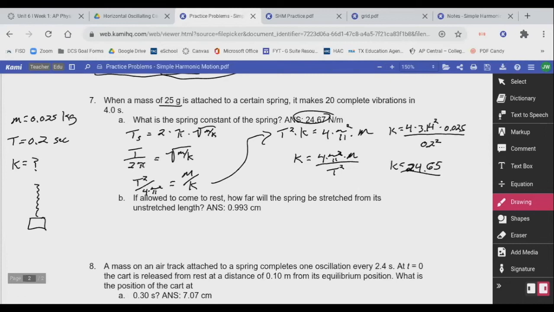What forces are acting on this? Y'all talk to me. Force of gravity. All right, that's going down. What's balancing that force of gravity? Force of the spring. All right, force of spring going up. So we've said that they are balanced. So force of spring equals force of gravity.